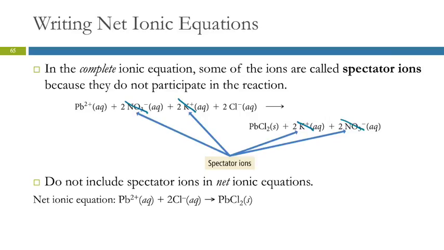So the net ionic equation is like your net paycheck, where they take out money for taxes and all the other stuff, right? And you get less.